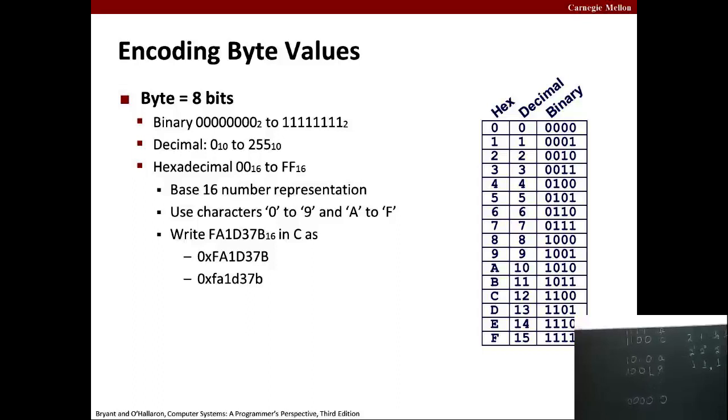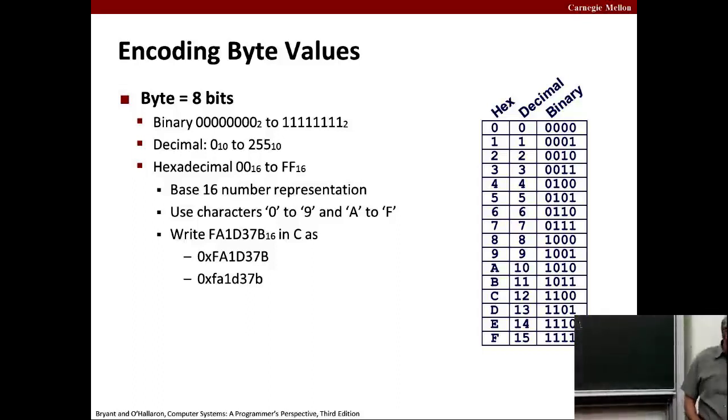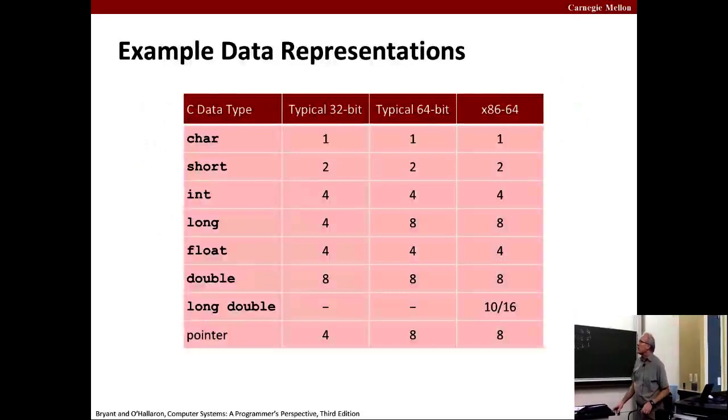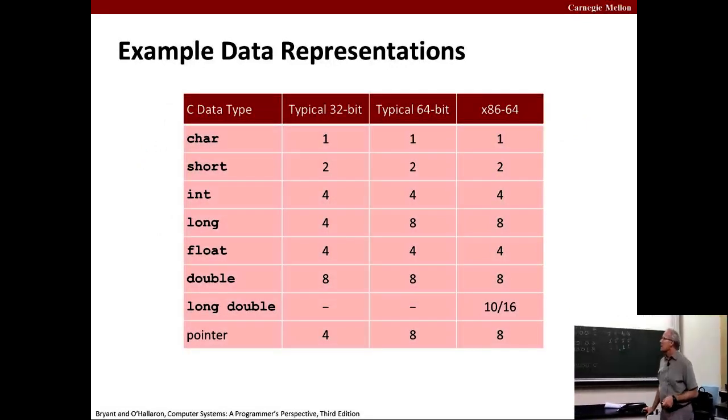So that's something you're going to end up wanting to be able to do. So in C, in most declarations, you don't actually are told exactly how many bytes. A byte is 8 bits. Each data value is represented as.